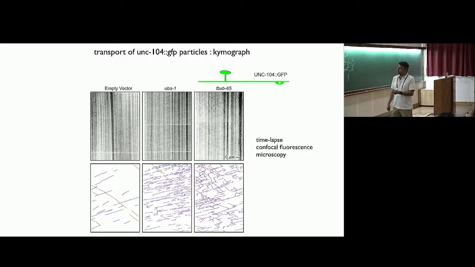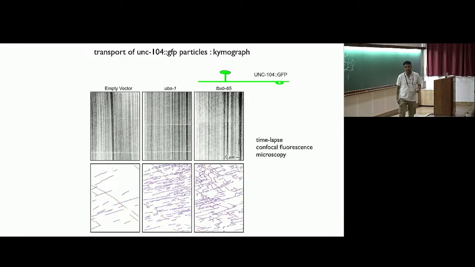So these kymographs show you that some of these lines are horizontal, which means that things are stuck where they were. So something is happening. But apart from that, there are several trajectories which have non-zero slope. Whatever has non-zero slope is extracted here. You see most of them are going in the anterograde direction. Some of them are going in the wrong direction, the retrograde direction, the opposite direction.